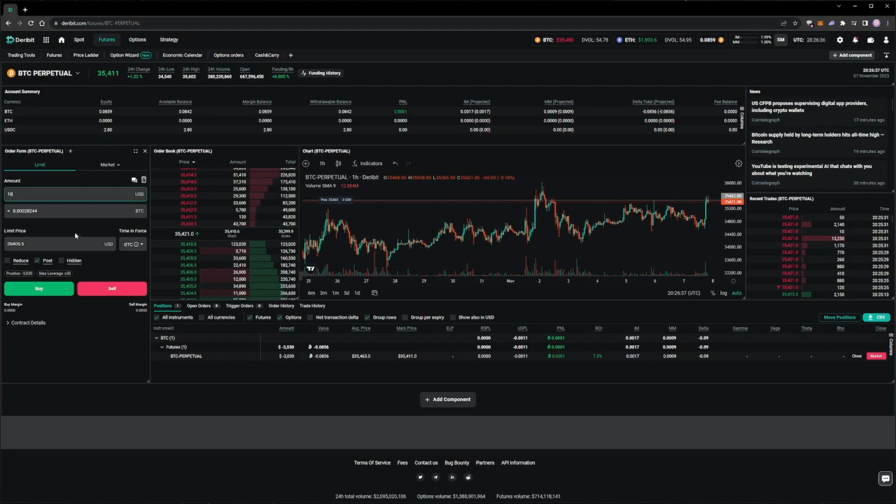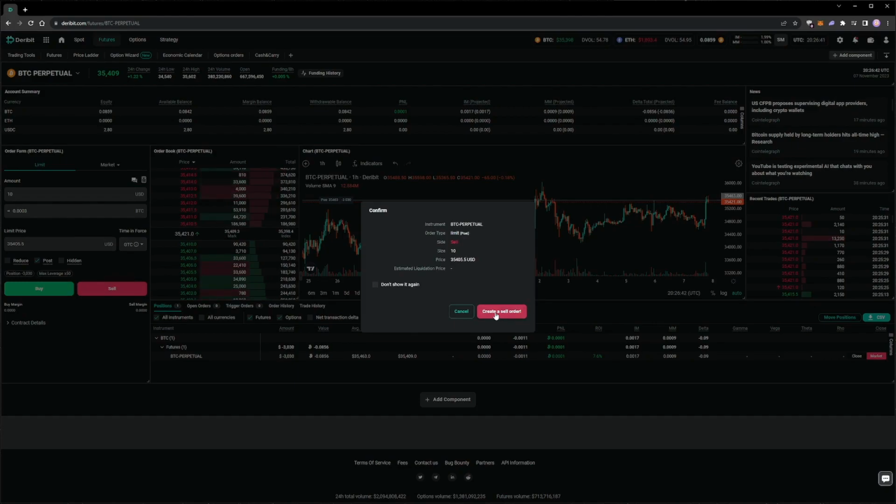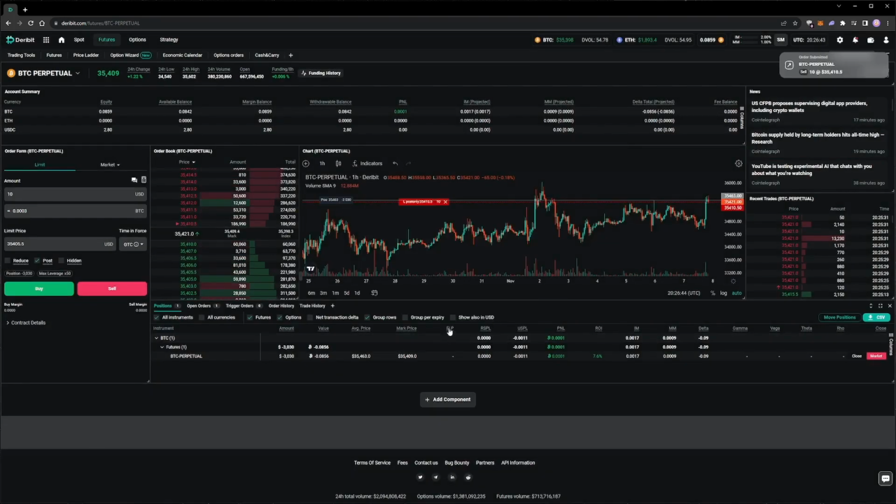We could just market sell into the bid to fill the order immediately, but we'll use a limit order today. The limit price is set at 35,405.5, which is below the best bid when we place the order. However, because we have also selected post, our order will not act as a taker order, and is instead placed one tick above the best bid when the order is placed.